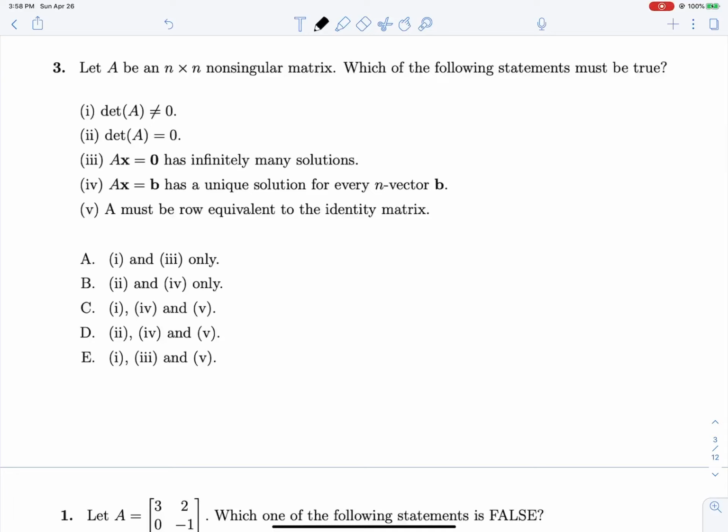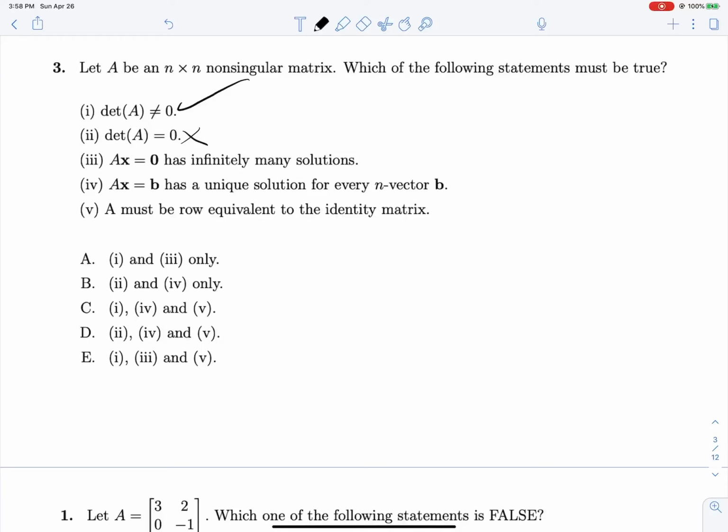Okay, 3. Let A be an m by n non-singular matrix. Which of the following statements must be true? So if we have a non-singular matrix, that means it has a determinant. So I agree the determinant cannot be 0, but yeah, no. The determinant equals 0 does not work, because when we take our inverse, we're multiplying by 1 over the determinant of our matrix, and 1 over 0 will give us some real issues.